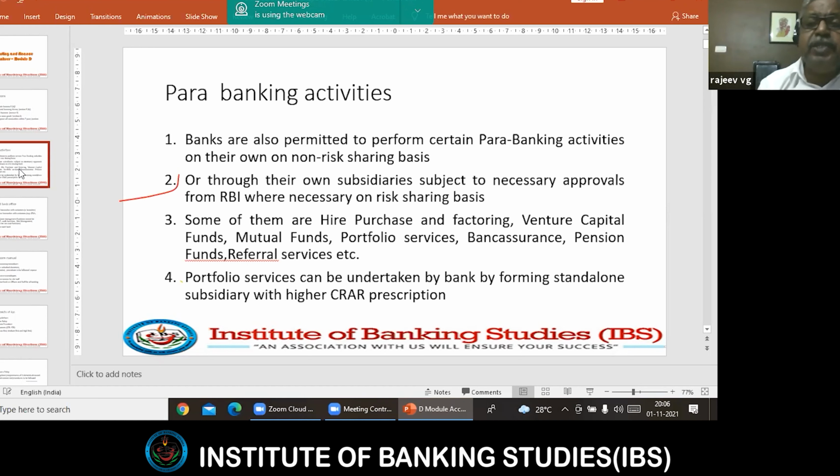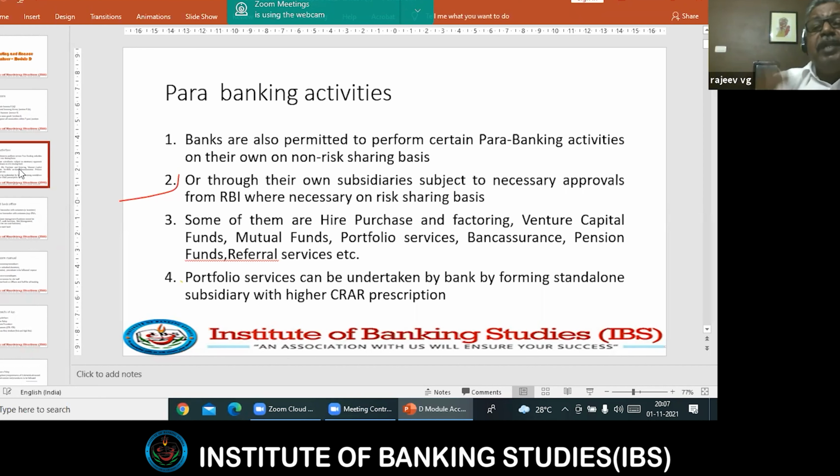Risk sharing basis, banks are not permitted to do on their own. There is an opportunity for them. They can have a subsidiary. They can float a subsidiary, and that subsidiary unit can do the activities on non-risk sharing, on risk sharing basis also. On risk sharing basis also, subsidiaries can do the para-banking activities.